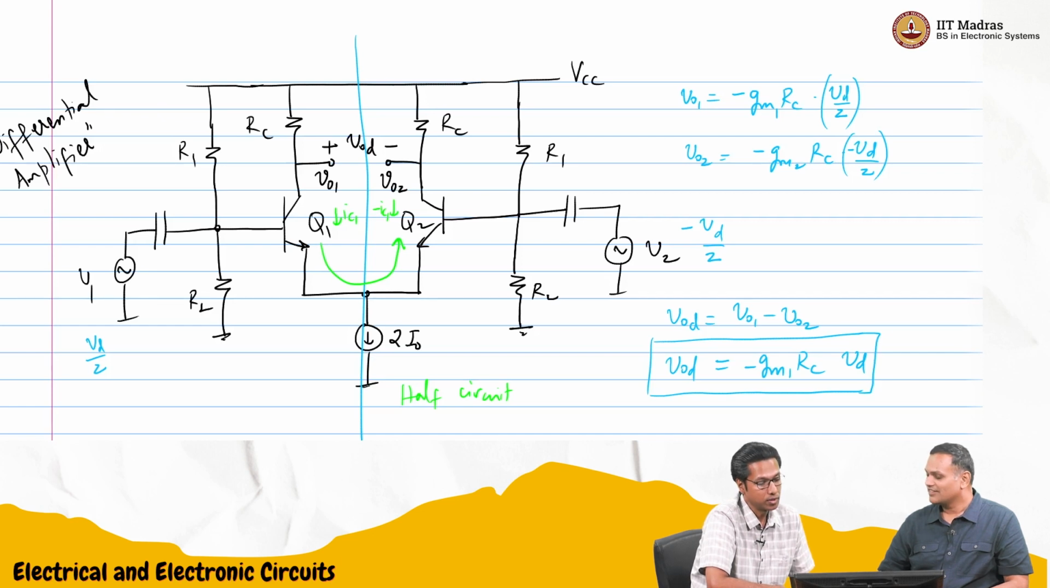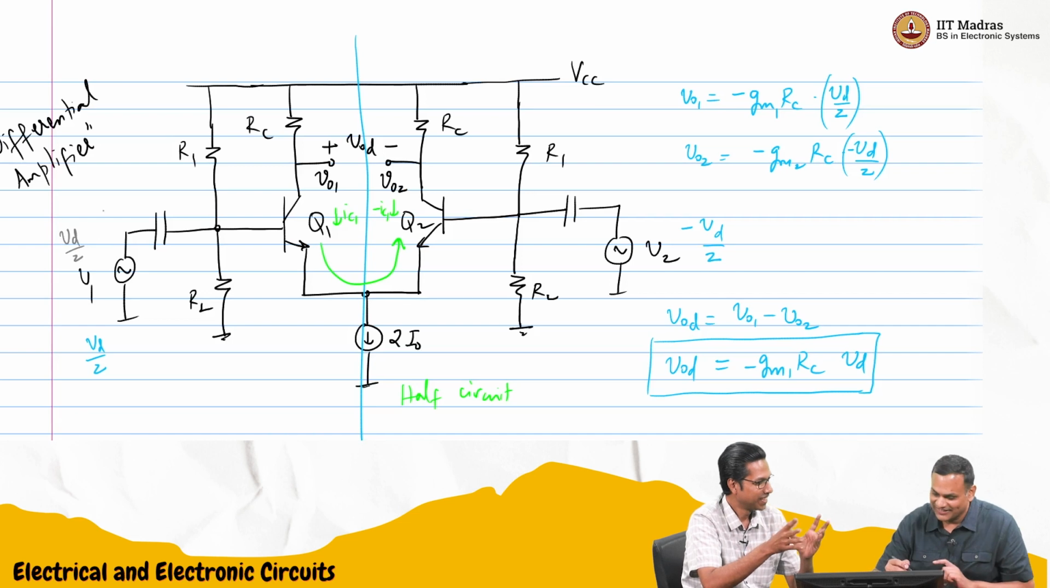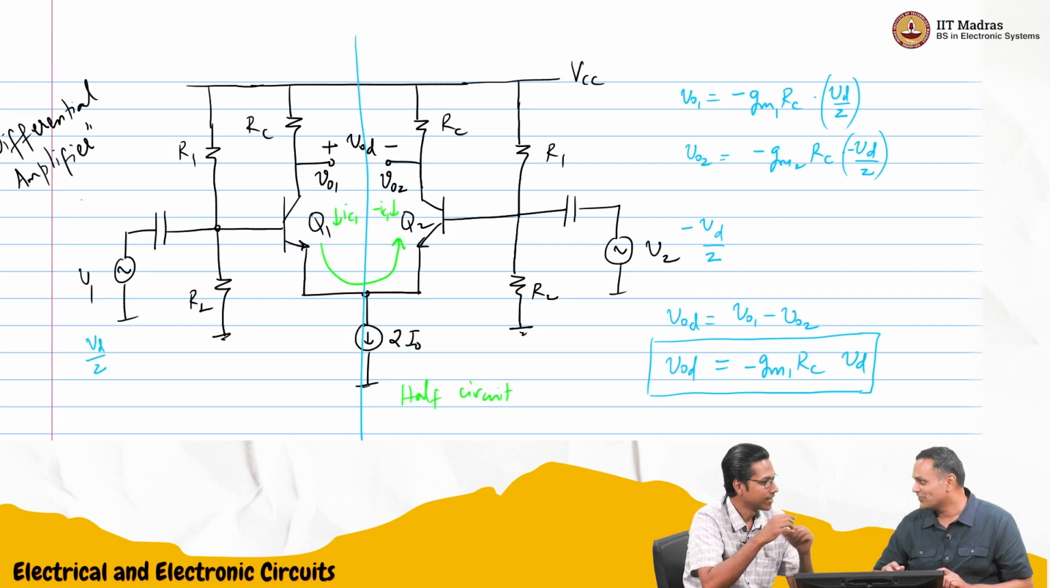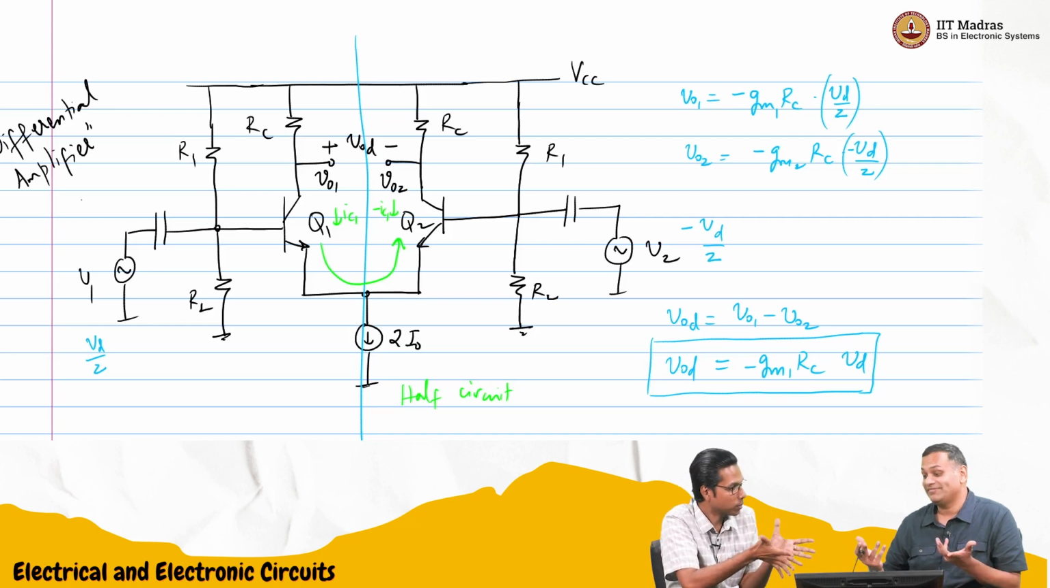Common mode is common mode. We mentioned a condition where Vd is 0. That is the common mode signal. So when Vd is there, you are giving a differential mode signal. But there can be a situation where a common mode signal and Vd are both present.